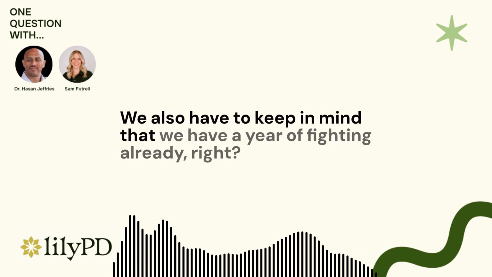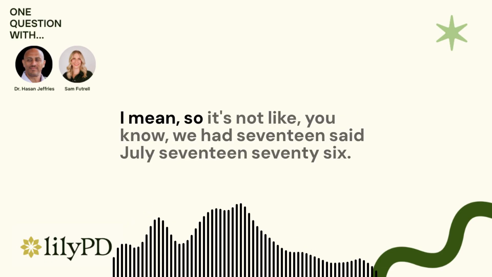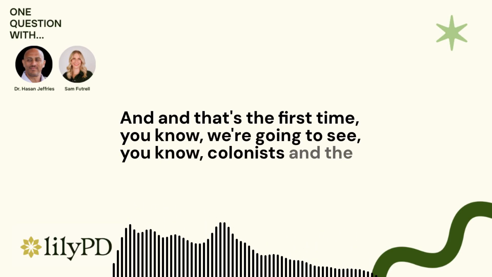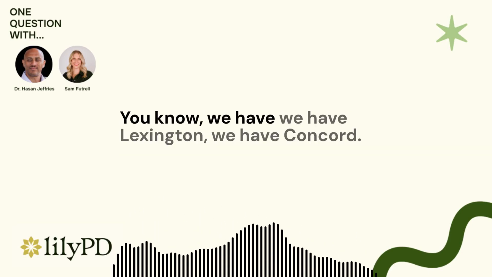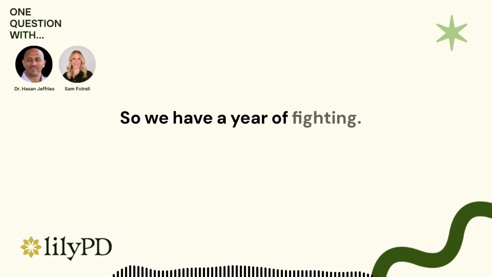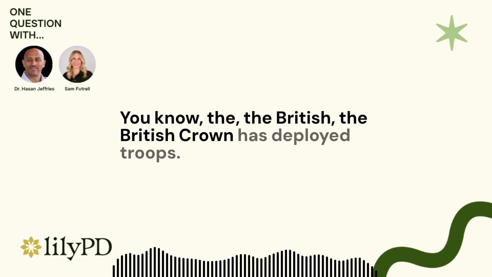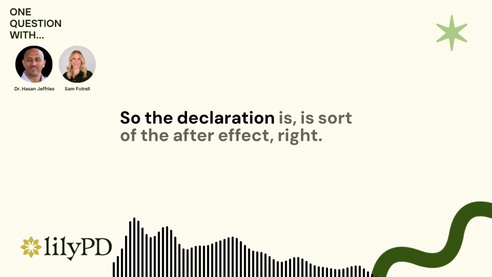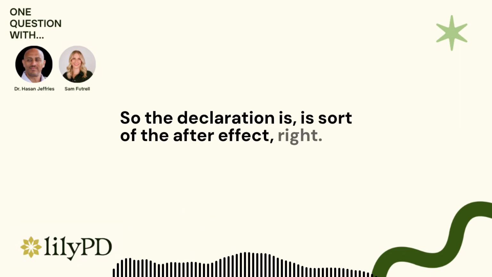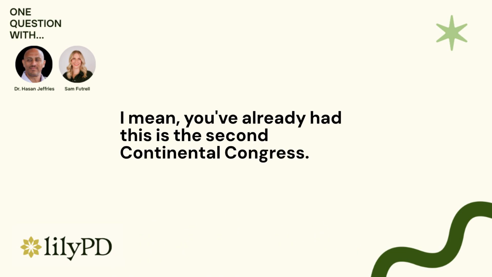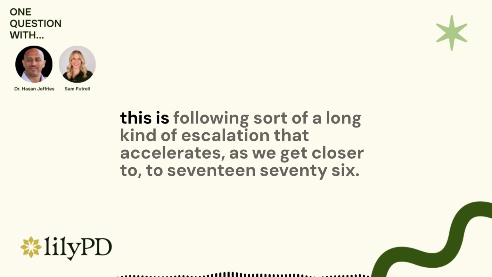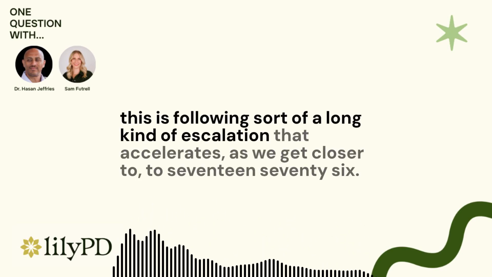We also have to keep in mind that we have a year of fighting already, right? I mean, it's not like we hit July 1776, and that's the first time we're going to see colonists and the British take up arms against each other. We have Lexington, we have Concord, so we have a year of fighting. The British crown has deployed troops. They've signed treaties with mercenaries. So the declaration is the after effect, right? This is the Second Continental Congress. So this isn't coming early. This isn't premature. This isn't preemptive. This is following a long escalation that accelerates as we get closer to 1776.